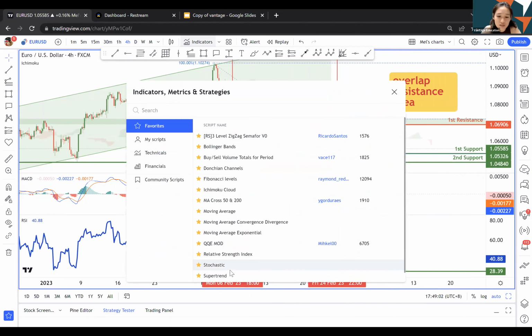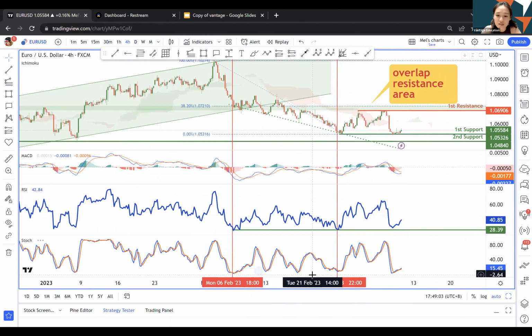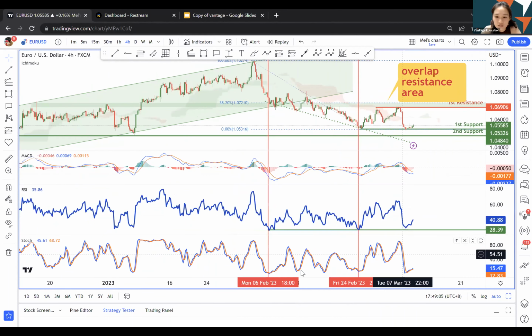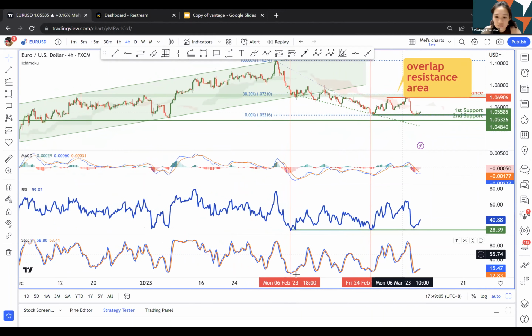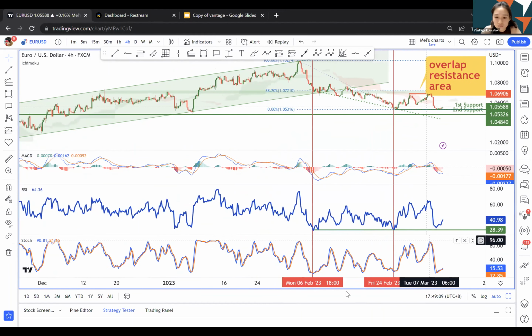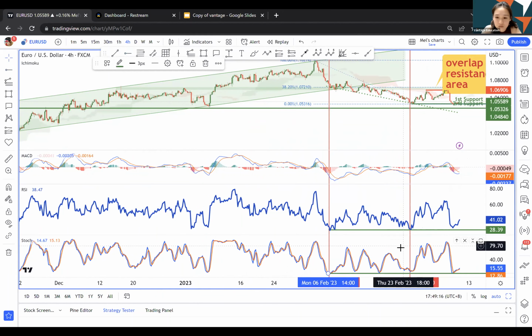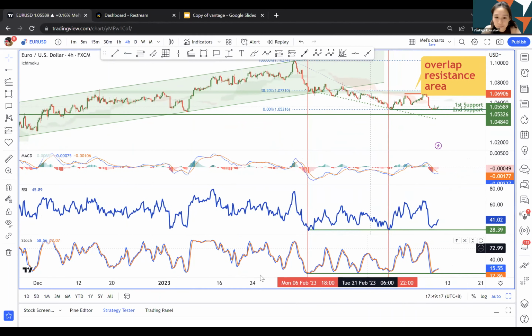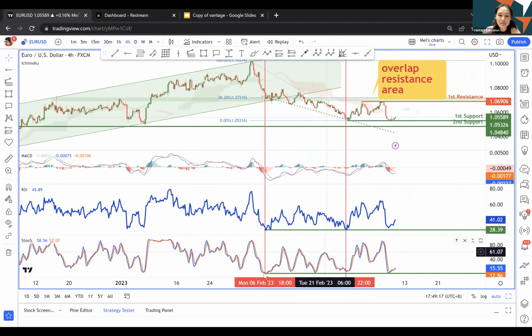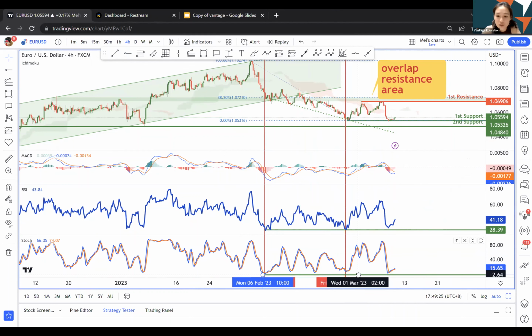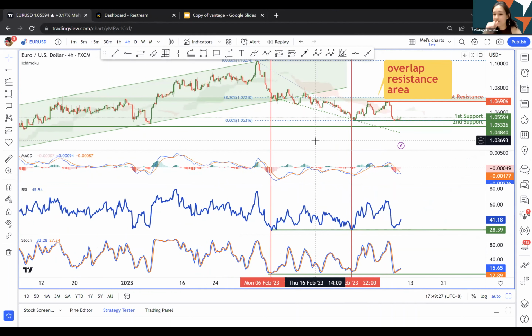Okay, now let's take a look at stochastic to see if it tells us the same signal. On stochastic as well, price is showing us a hidden level of support, but on our price chart, price is making a lower low.